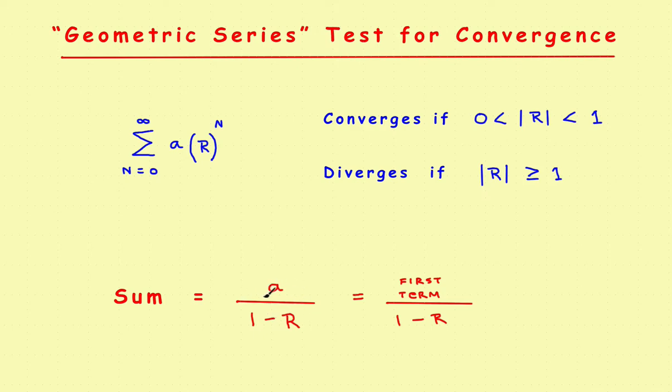And in most books it looks like this: you'll have a divided by 1 minus r. But what most people do is remember it like this: the first term divided by 1 minus r. Now the reason this is important: if the series starts at 0, this formula works just fine. But if the series starts at something else, suppose you wanted to go from 4 to infinity or 5 to infinity, it's better to remember it in this form, and it'll make it work out better.